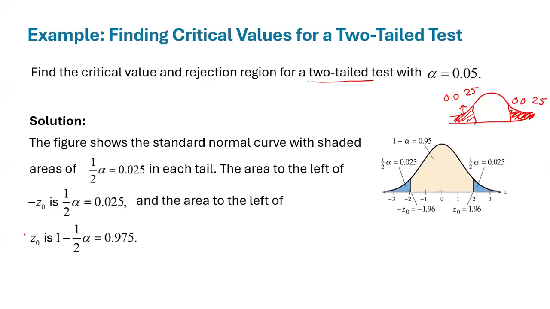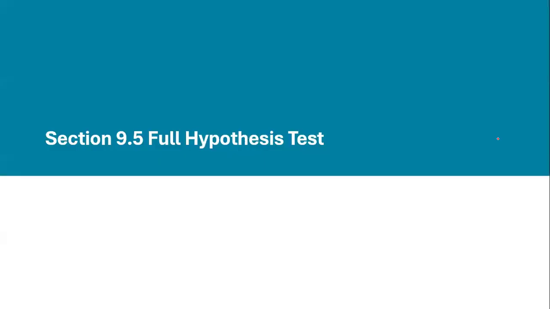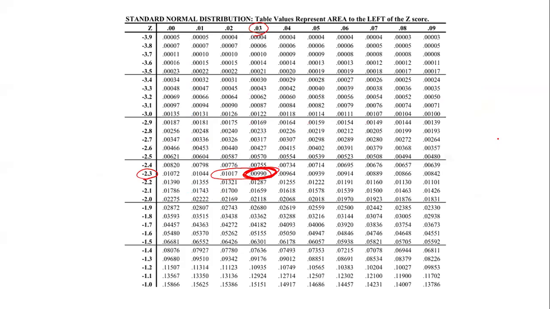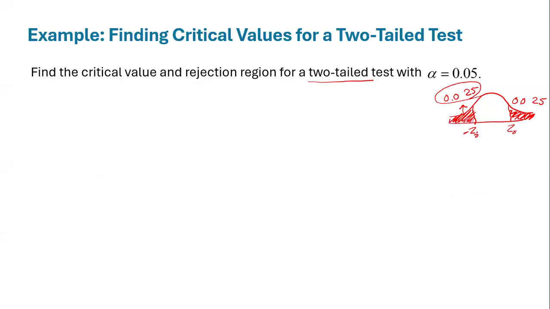Okay. So now you're going to look at the z-table, look for this area to find the critical value, the negative one. After finding the negative one, you can use the same number for the positive. So if you look at the z-table and try to find 0.025, you get this number. And you see the corresponding z-value is negative 1.96. So this number is negative 1.96. That means the other one is positive 1.96.